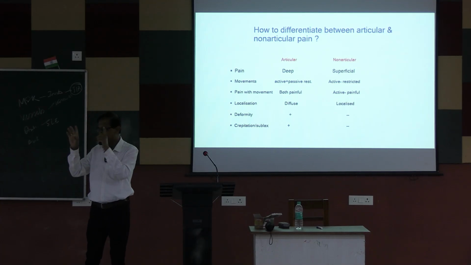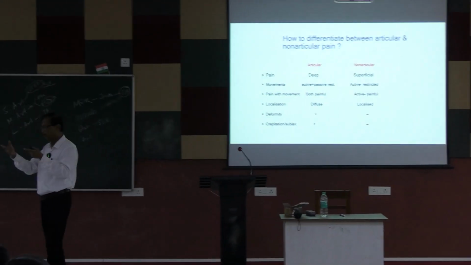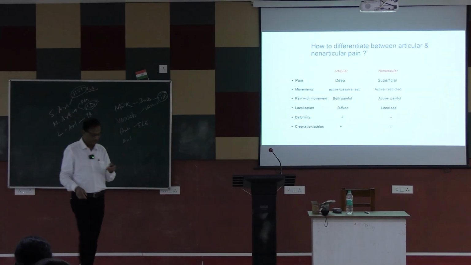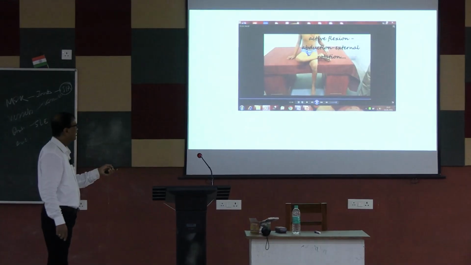So this is arthritis. When arthritis presents for more than 6 weeks, we call it chronic arthritis. When it is less than that, we call it acute arthritis. I am in a hurry, so I am skipping it.